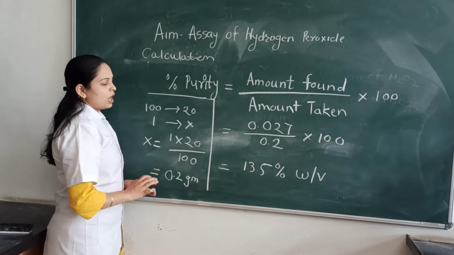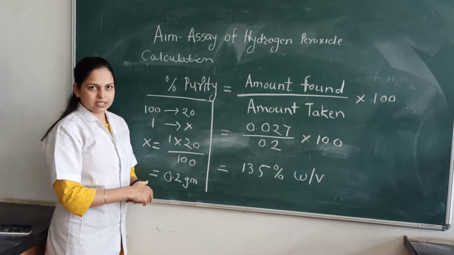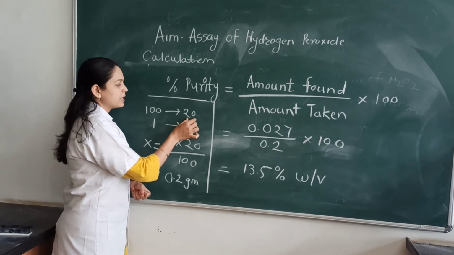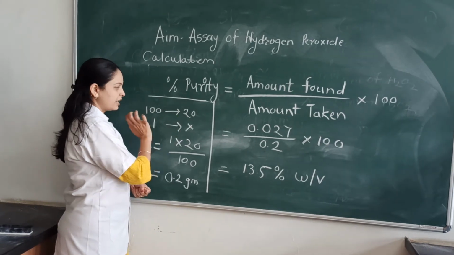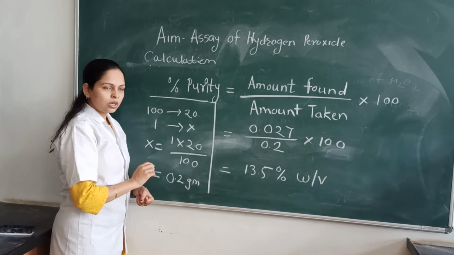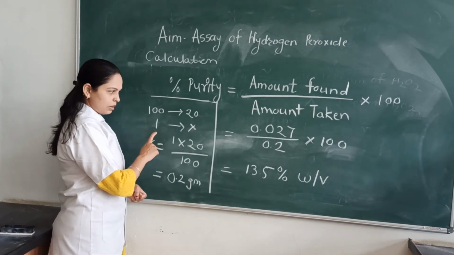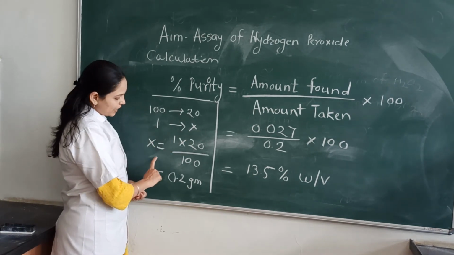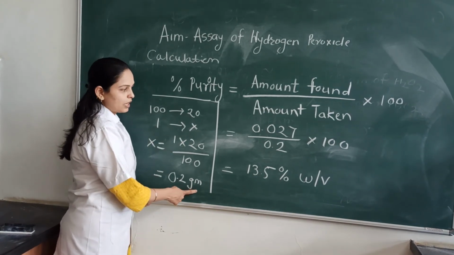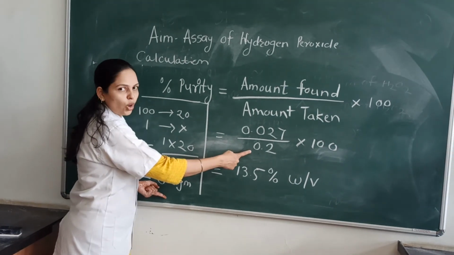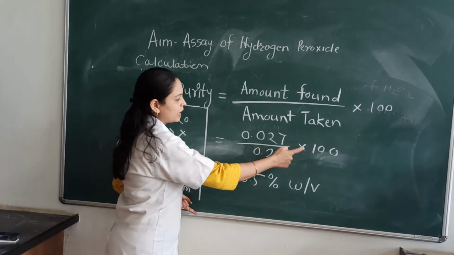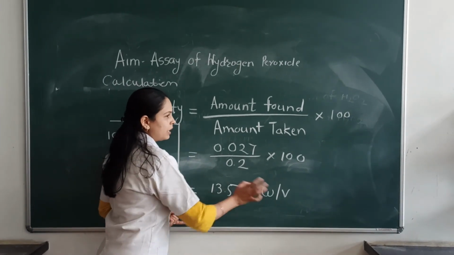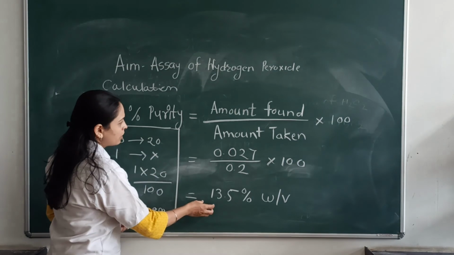Our H2O2 is 20%. That means from 100 ml it is having 20%, from 100 gram it is having 20 gram of hydrogen peroxide. So we have taken 1 ml, and from the 1 ml sample it is having X gram. By calculating this we will get 0.2 gram. That's why we have taken over here 0.2. By calculating this we will get the answer 13.5% weight by volume. So this is our purity.